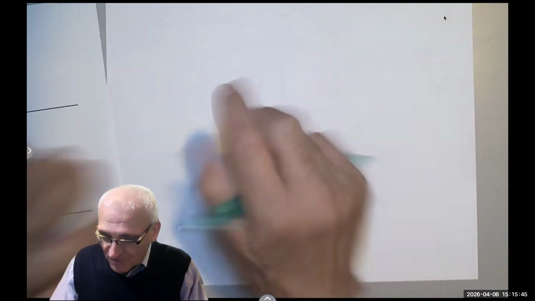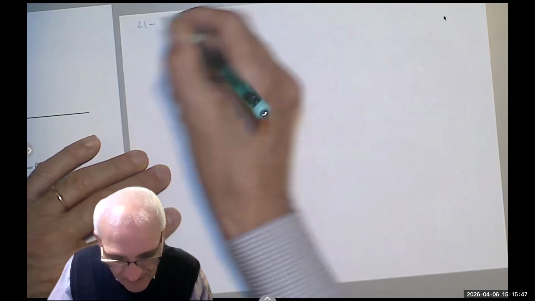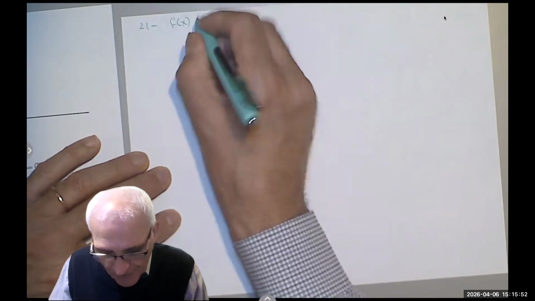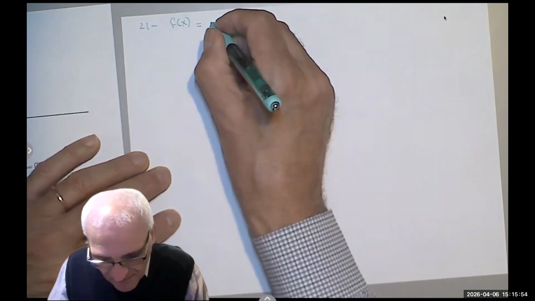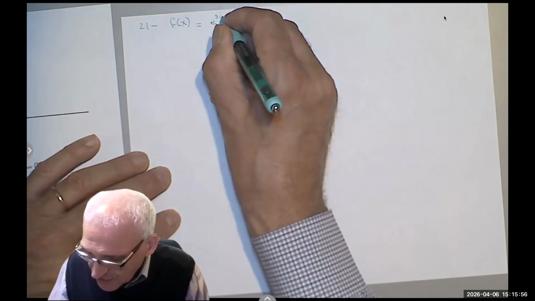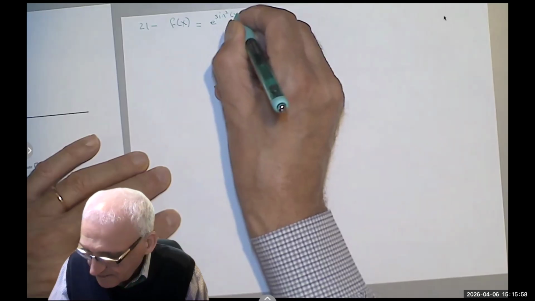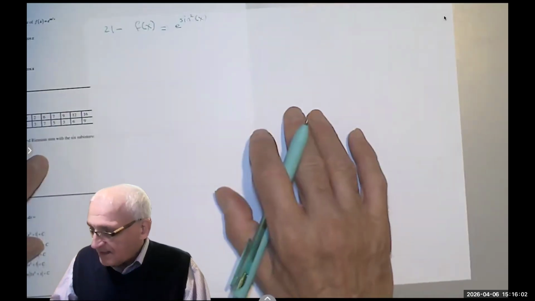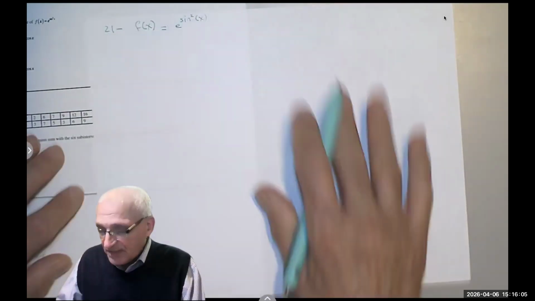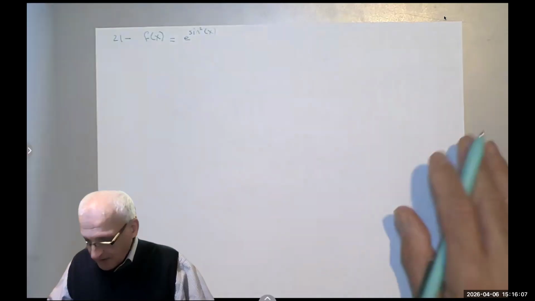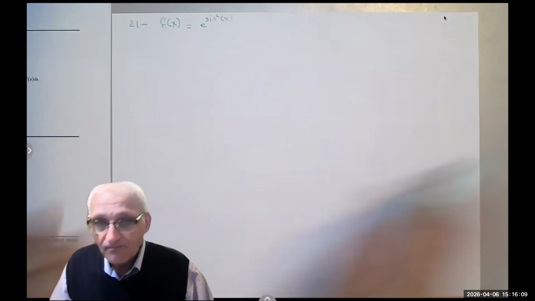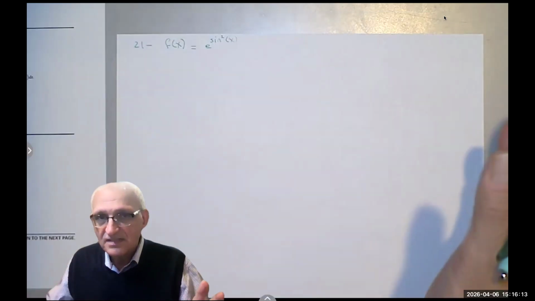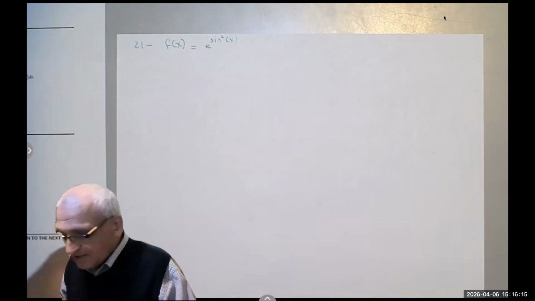In problem number 21, it says find the derivative. So they give you f of x and they want f prime of x if this equals e to the sine square of x. Okay? And of course, they give you the answers. Here you can see that we will need to use the chain rule. As we said before, I think I have a whole session on the chain rule.